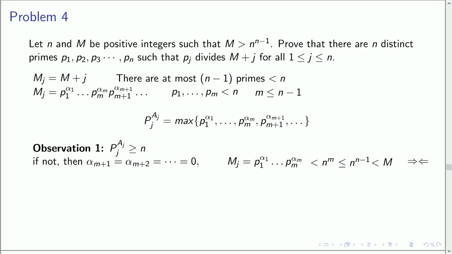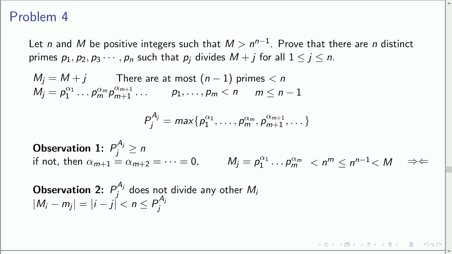And now there is one more observation. If this is greater than or equal to n, it will not divide any other mj. Okay, and why is that? That's because it divides mj, and the distance of mi from mj, mi minus mj, is i minus j, and this is actually less than n. So this will be less than or equal to this pj to the power aj. So pj to the power aj cannot divide this mi.